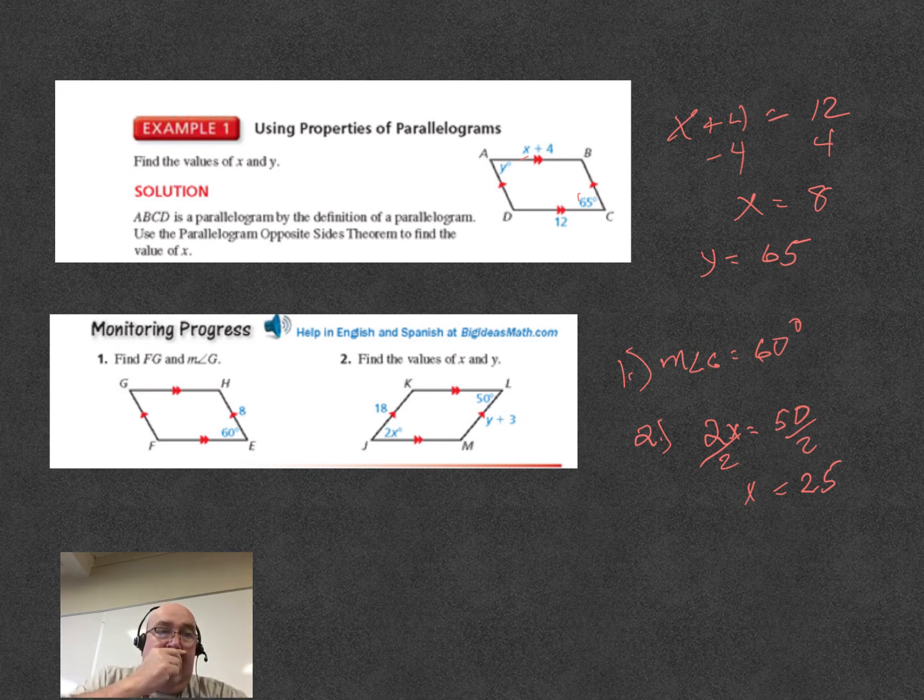And then we know that the measure of the opposite sides are the same. Y plus 3 is going to equal 18. Subtract 3, and our y is equal to 15.